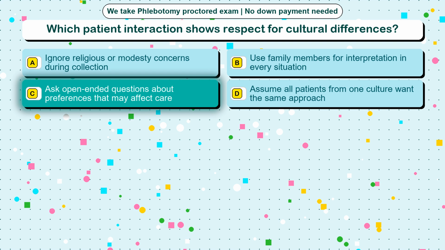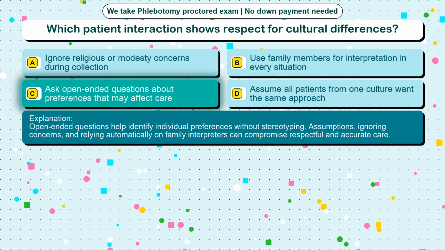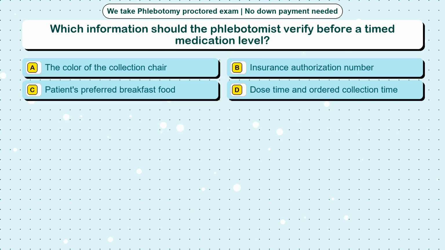The correct answer is option C. Ask open-ended questions about preferences that may affect care. Open-ended questions help identify individual preferences without stereotyping assumptions. Ignoring concerns, and relying automatically on family interpreters, can compromise respectful and accurate care.